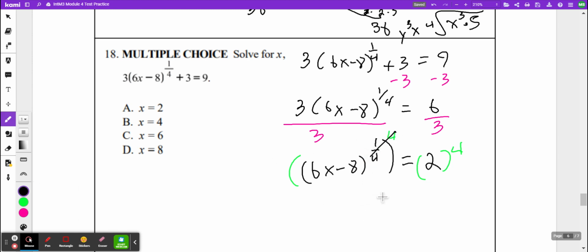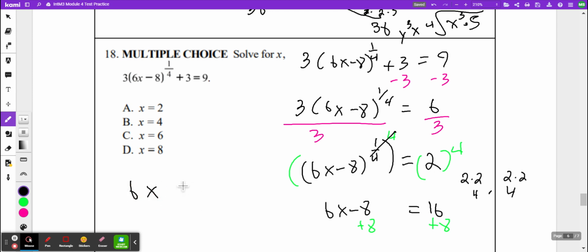And 2 to the 4th power, 2 times 2, 2 times 2, that's 4. 4 times 4 is 16. Okay, there we go. 16 is equal to 6x minus 8. So now I can just slowly start solving and isolating for x. So I have 6x is equal to 24. Well, divide by 6 on both sides. I'll get my answer of x is equal to 4.